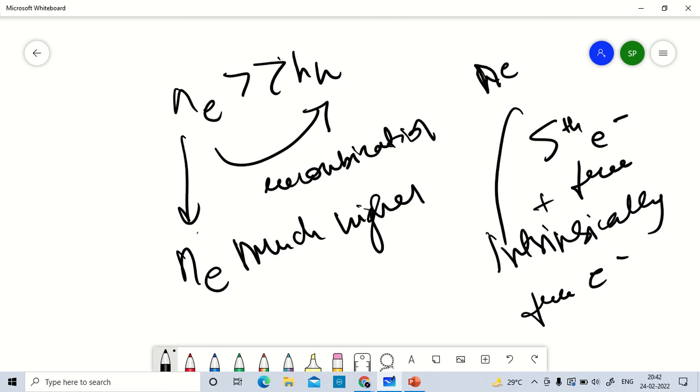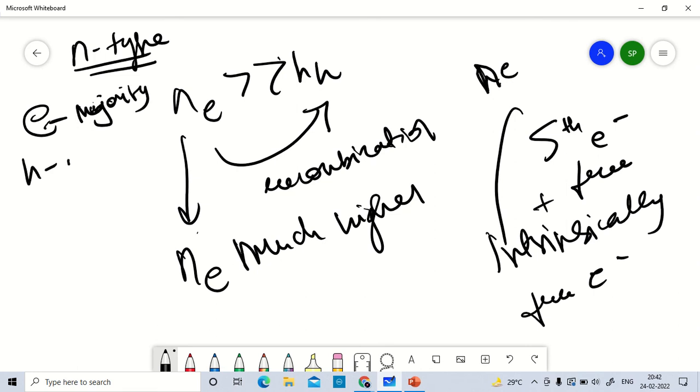Hence, in an extrinsic semiconductor doped with pentavalent impurity, that is N type, the electrons become majority carriers and holes are the minority carriers. So over here, for N type, electrons are the majority carriers, whereas the holes are the minority carriers. Okay, so Ne is greater than Nh. And this is really important. These semiconductors are therefore known as N-type semiconductors.